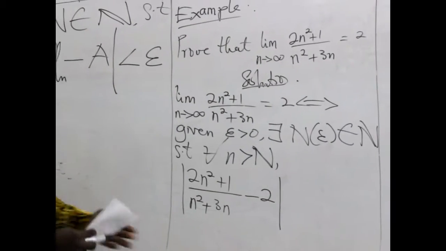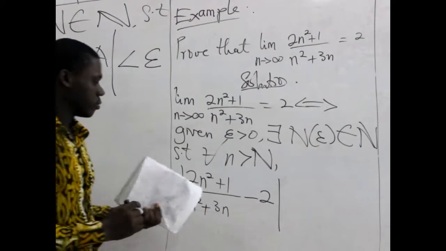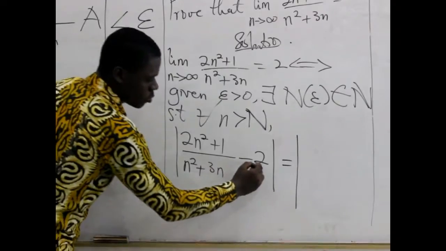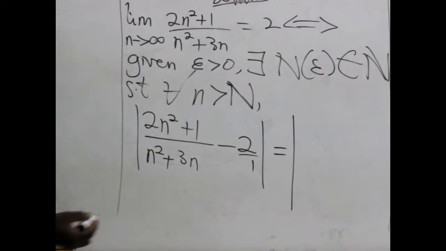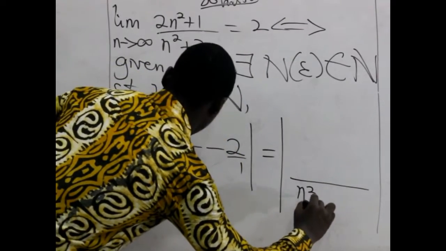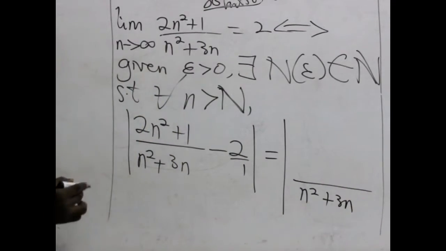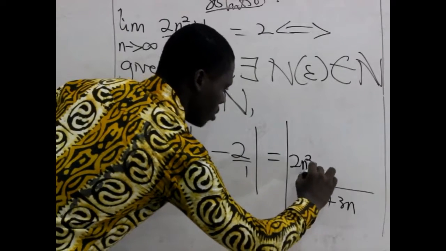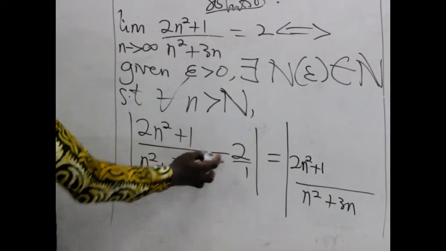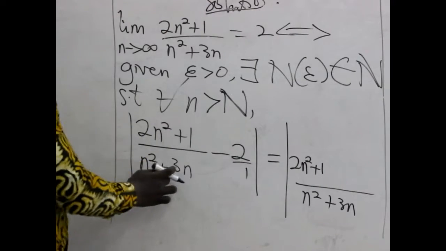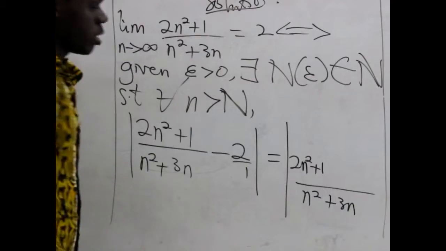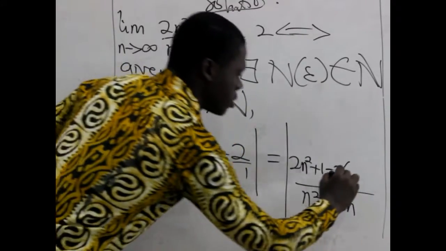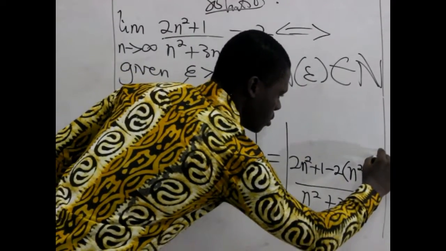Right. So we can move on by just simplifying this aspect. So we have the absolute. Remember that this 2 here is 2 over 1. So we can pick our LCM to be n squared plus 3n. Right, so that when this goes into 1, the numerator becomes 2n squared plus 1. Then here is a minus sign. So 1 here goes into this, n squared plus 3n, multiplied by 2. We're going to have negative 2 into brackets n squared plus 3n. So the absolute.